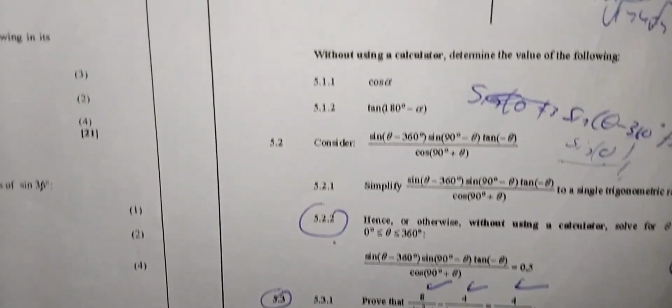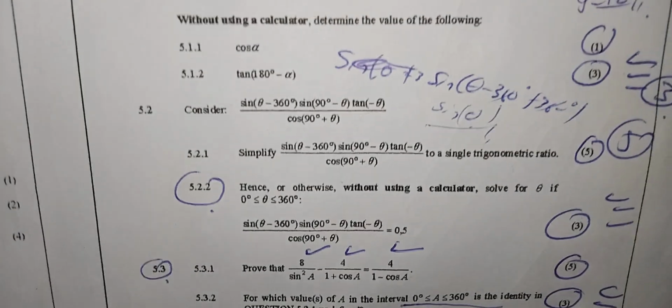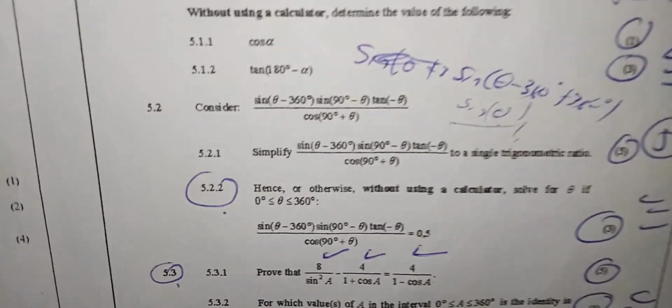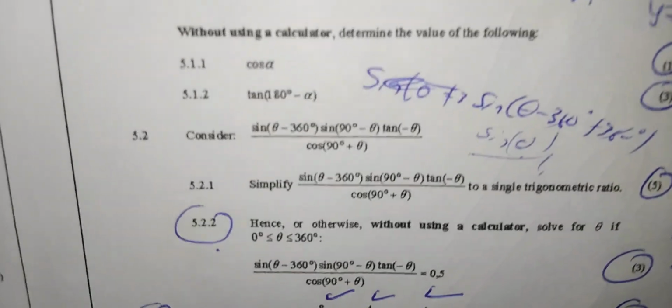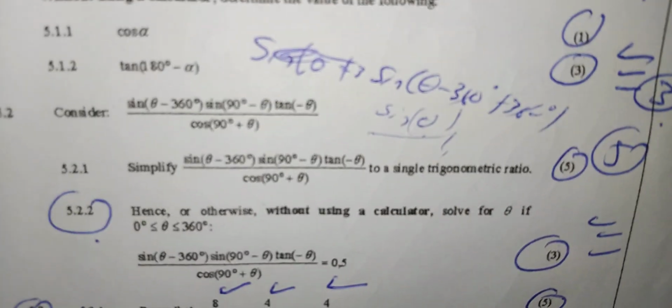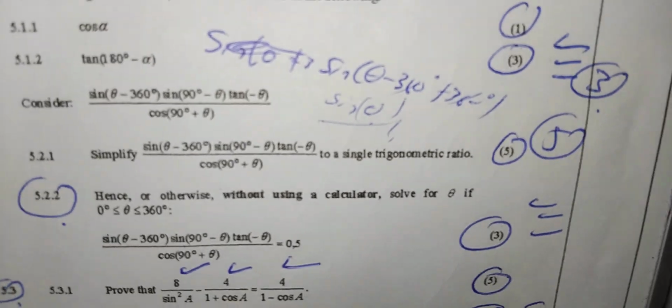Okay, so let's look at this here. We're given sine of theta minus 360, and then sine of 90 degrees minus theta, and then tan of negative theta over cos of 90 degrees plus theta. And we're told to simplify to a single trigonometric ratio for 5 marks.